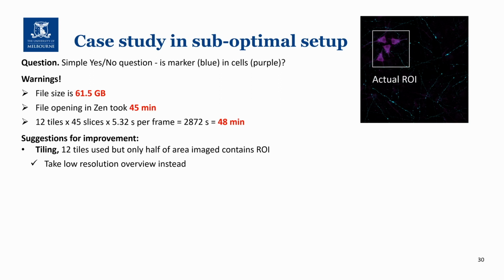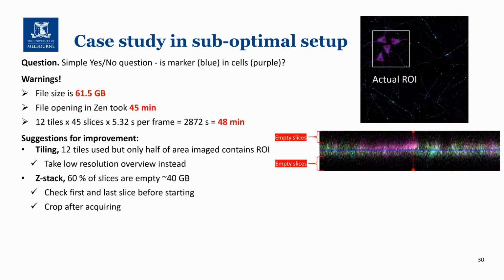The next thing that you could have improved was the Z-stack setup. Here you can see from the XZ perspective that around 60% of the slices are empty. Another thing to do here would have been to crop the image post-acquisition. This would have meant reducing the file size by 40 gigabytes and would have made it much easier to manage this data afterwards, even if a mistake was made.